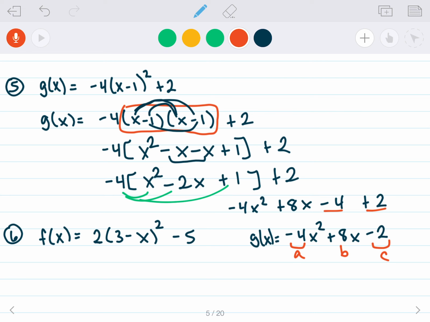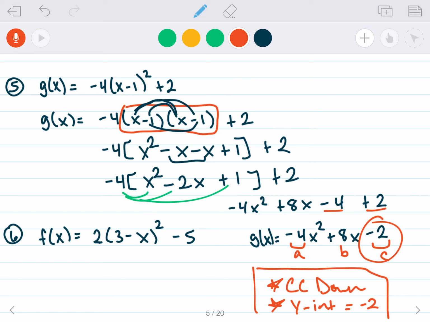Okay, so concave up or down? Well, a is negative 4. Since a is negative, this is concave down. And our y-intercept for number 5 is going to be c, which is negative 2. So our y-intercept is negative 2. Okay, so that's our answer for number 5.